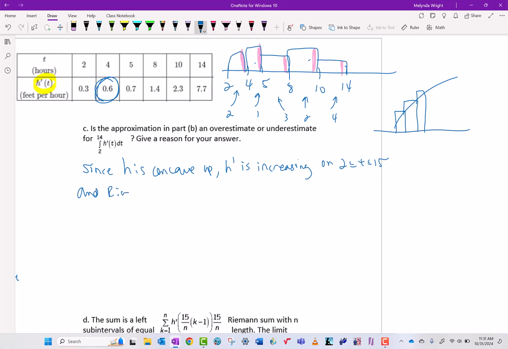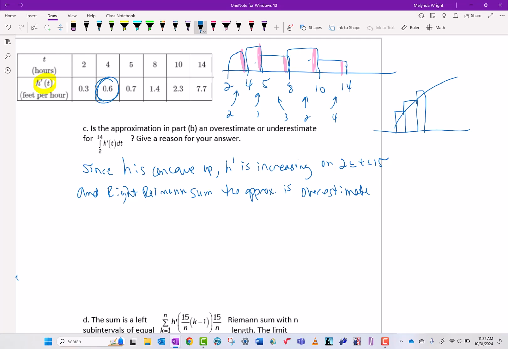Since it's increasing and a right Riemann sum, the approximation is an overestimate. I just want to make sure we understand that your reason can't say, oh, the rectangles are bigger, they're outside. That's not okay.